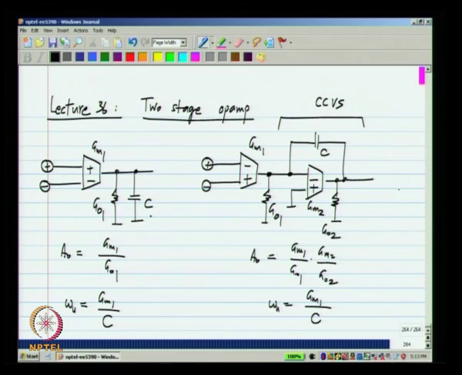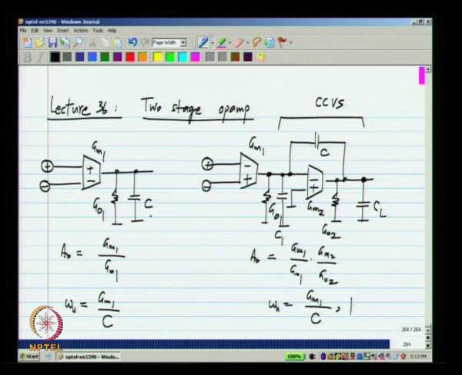Now, we also analyzed this in great detail. When we have this capacitance C1 and a load CL, we saw what happens. So, we end up with 2 poles and a 0, and we also evaluated the conditions under which we get sufficient phase margin, etc.